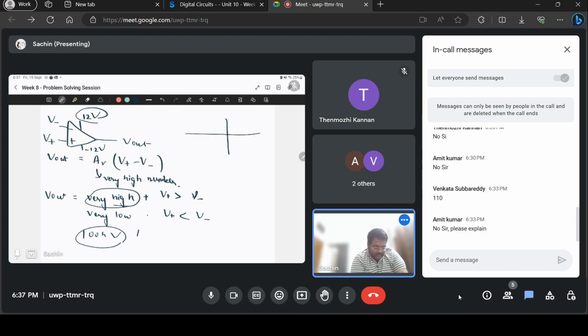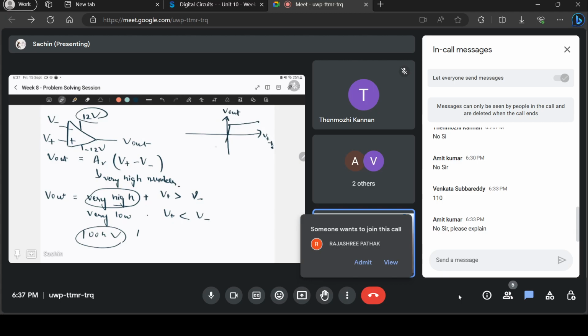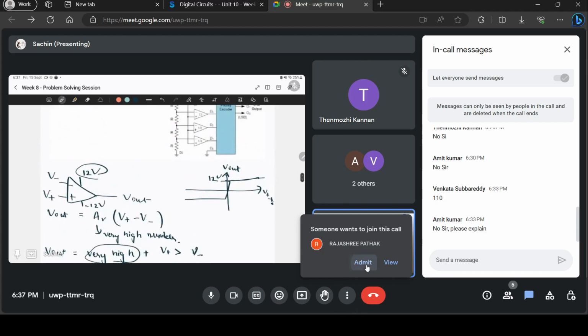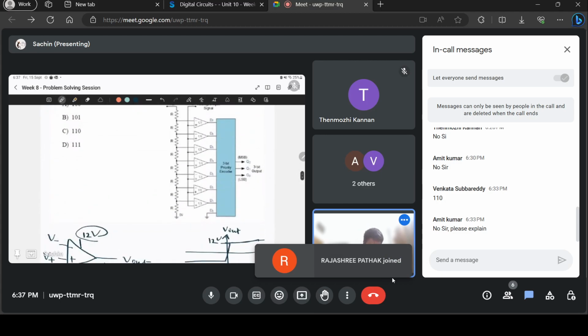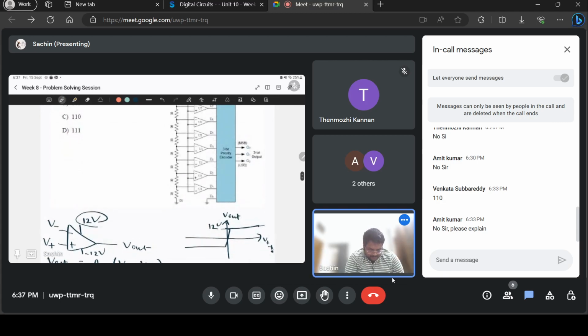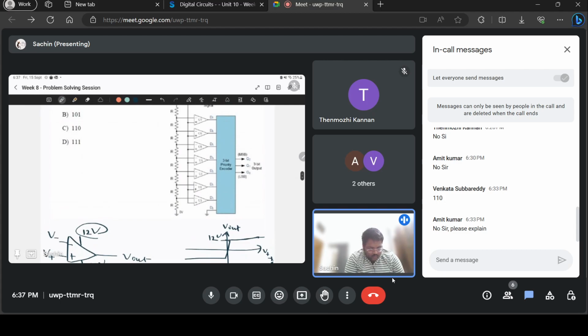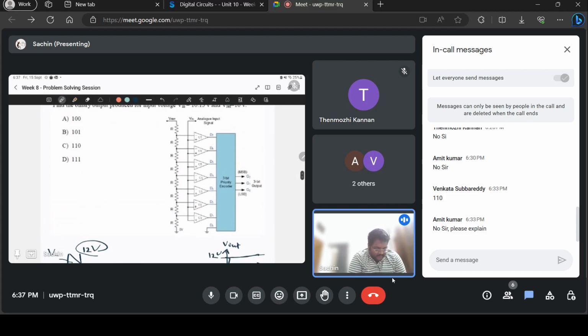So for V plus minus V minus, the output will be something like this. It will go to the positive supply voltage and then saturate. So for our purposes, if this difference is positive, then you will get a high voltage, and the high voltage will be interpreted by this 3-bit priority encoder as a logic 1.